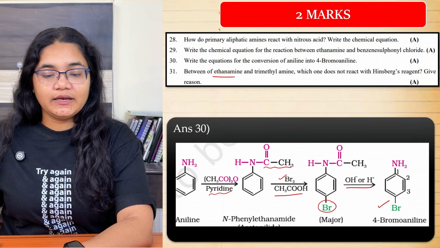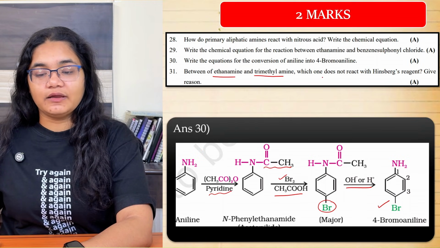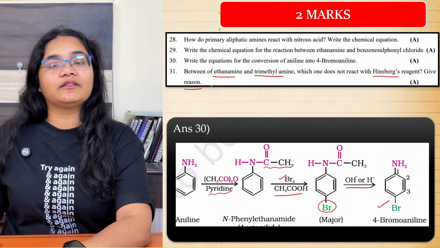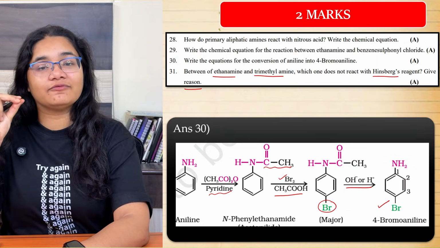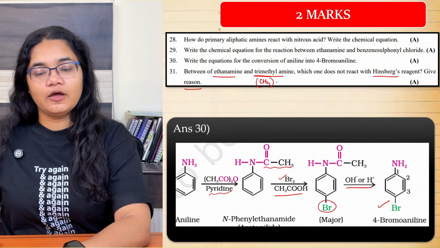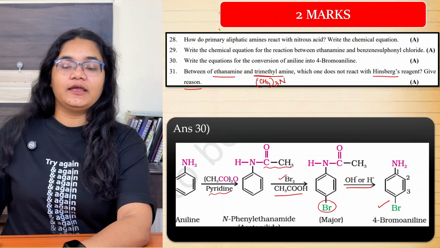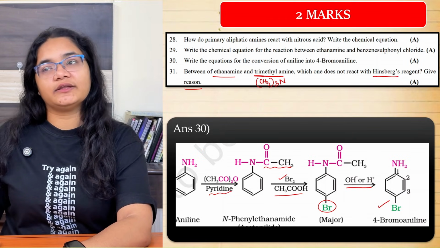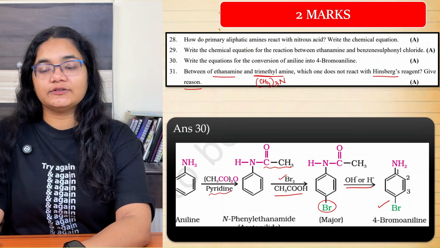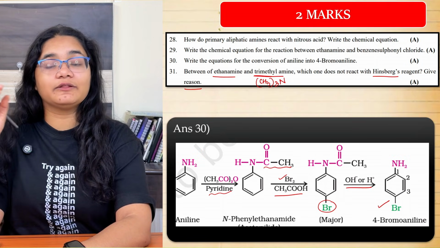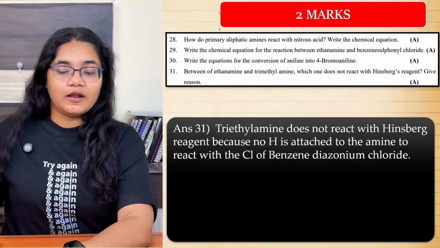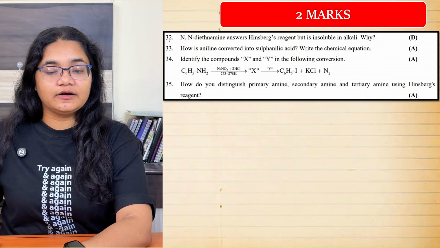Next, between ethanamine and trimethylamine, which one does not react with Hinsberg reagent? Give reason. To react with the Hinsberg reagent, the amine must have at least one hydrogen on nitrogen. If you see trimethylamine, the structure is (CH3)3N, right? In trimethylamine, there is no hydrogen present on the nitrogen, so it will not react with benzene sulfonyl chloride, commonly called Hinsberg reagent. Now, next question we'll see, 32 here.